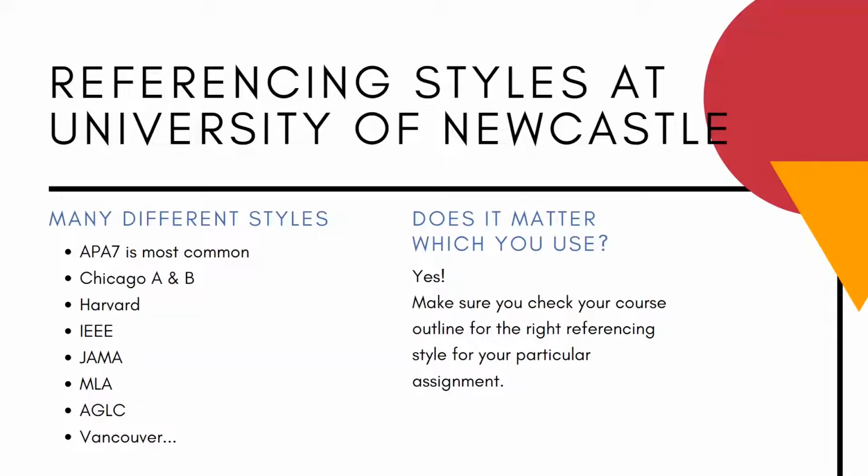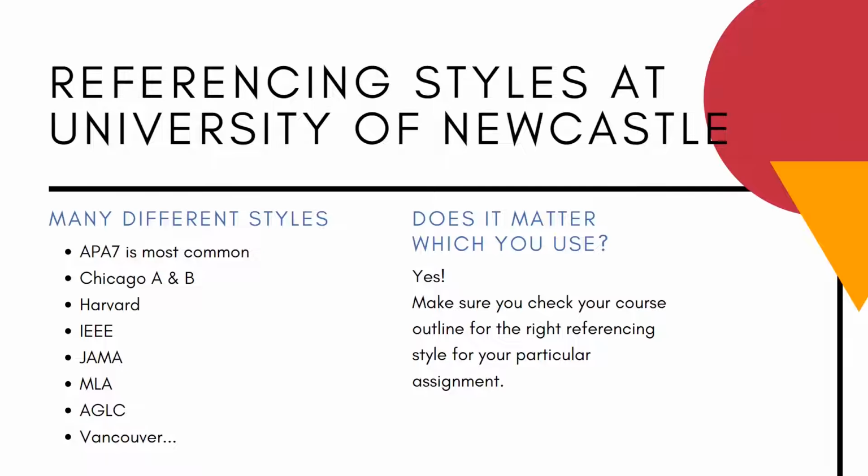The first thing you should be doing when you get your assignments is going in and having a look and reading them really, really thoroughly. Because if your academic specifies that it has to be APA 7 and you use Chicago A, it doesn't matter how meticulously you are with your Chicago A referencing, it's not the right referencing style, and so it will all be incorrect.